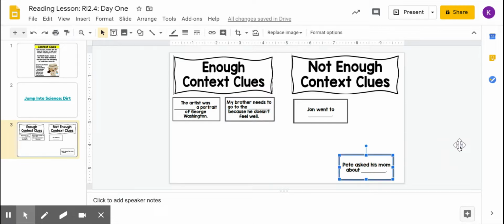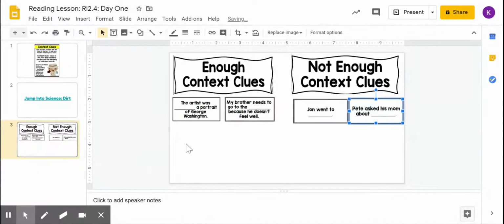The last one says, Pete asked his mom about, does this tell us what he needed to ask his mom about, or if he was trying to go to his friend's house? No, we really don't know what he might want to ask his mom about. So no, not enough context clues.